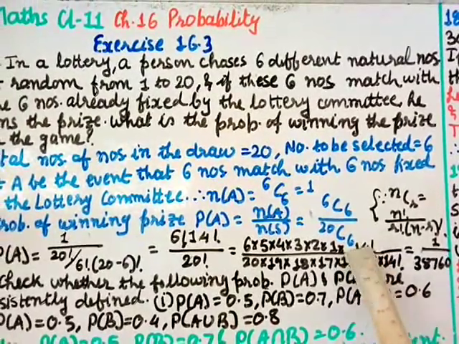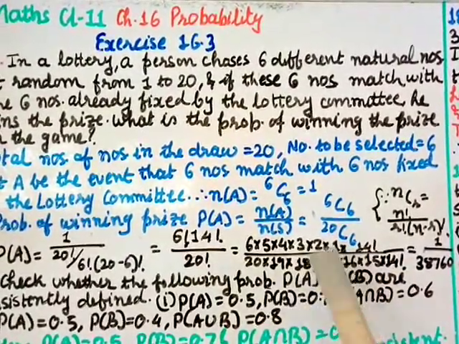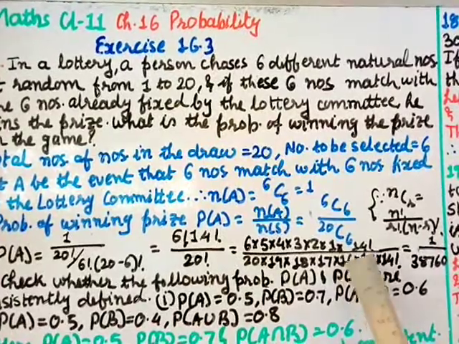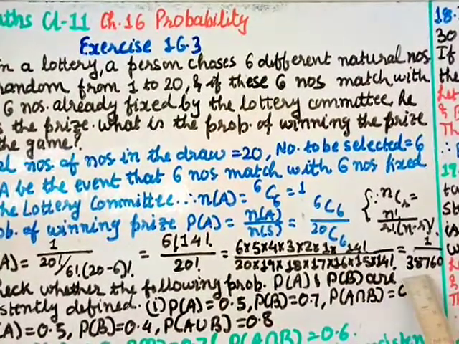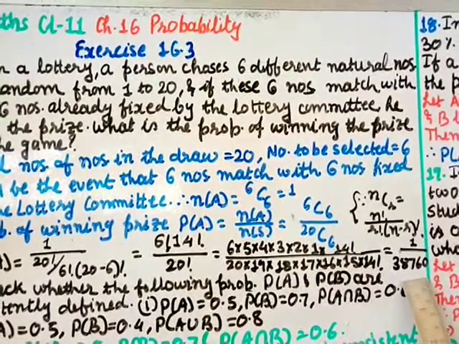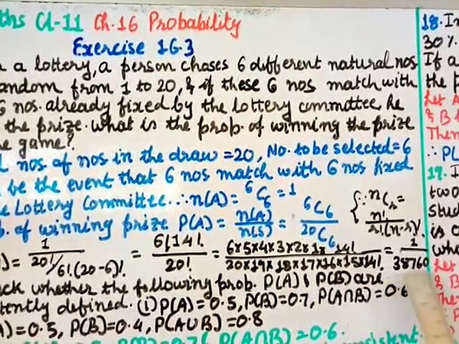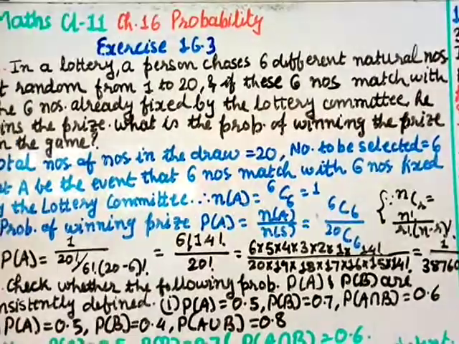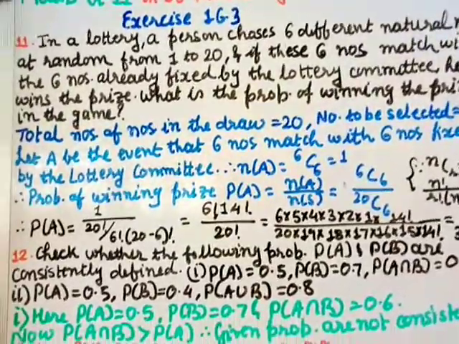Cut these 14 factorials. Now you can find the division. If you simplify this, the value you get is 1 divided by 38,760. So this is the probability of winning the prize, 1 divided by 38,760. So that is the solution for question number 11.